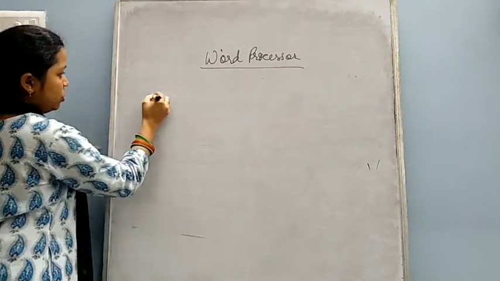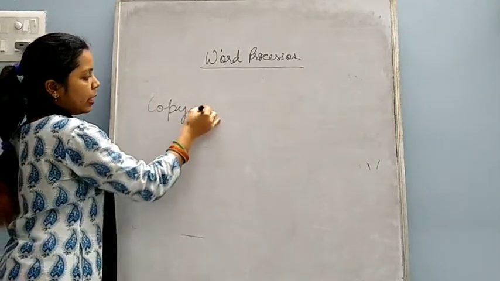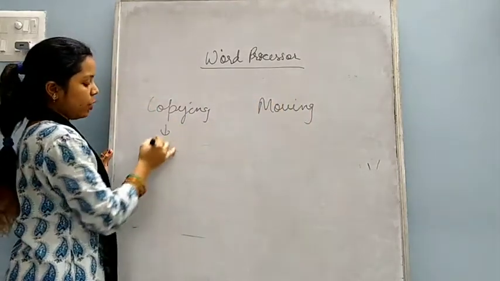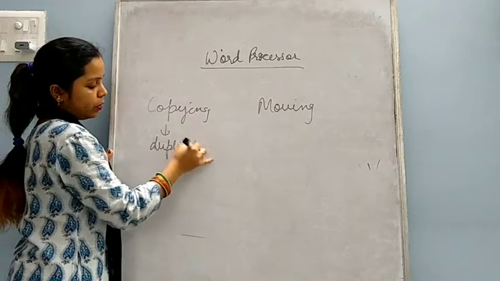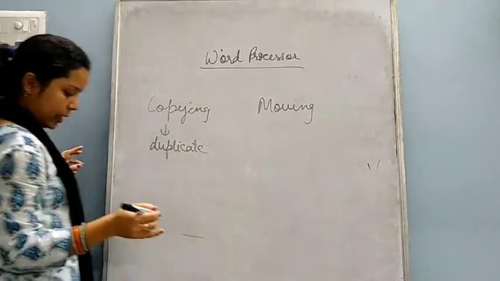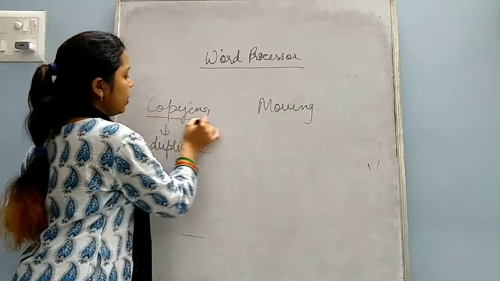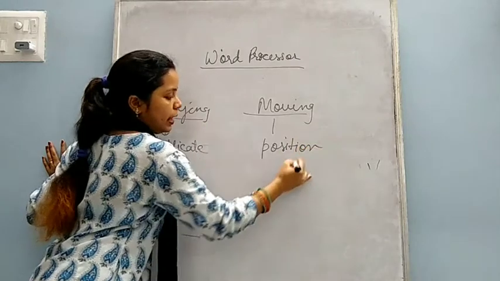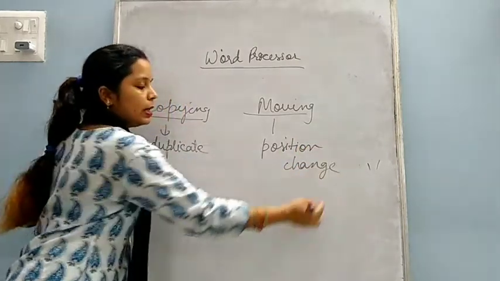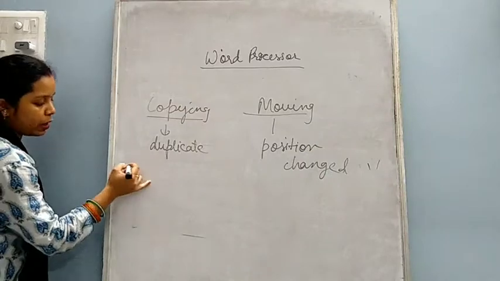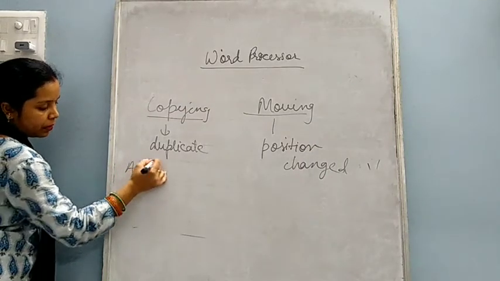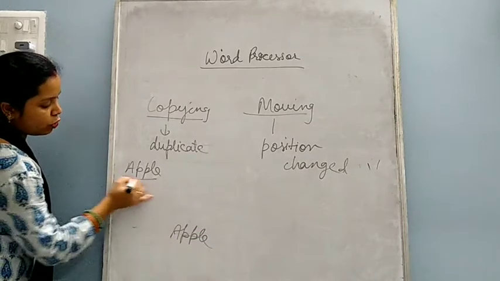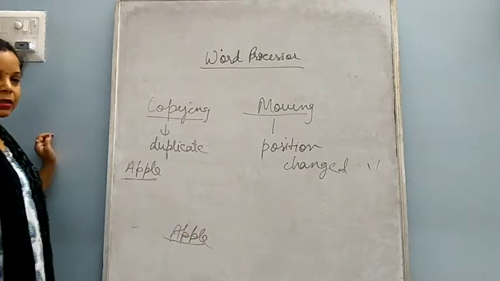So don't get confused between copying and moving. Copying means making a duplicate of anything. Whenever you make a duplicate of anything, that is known as copying. And in moving, the position is changed; a duplicate is not created. The position of the word is changed. Suppose in copying, I have written a word here and I want to copy it here. The same word will come here. It is here also and it is here also. Both places it will be there.